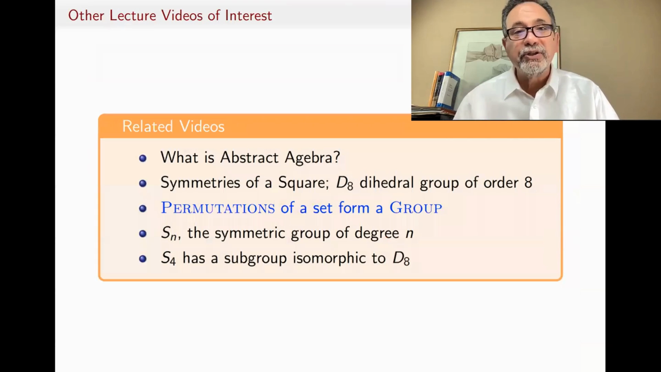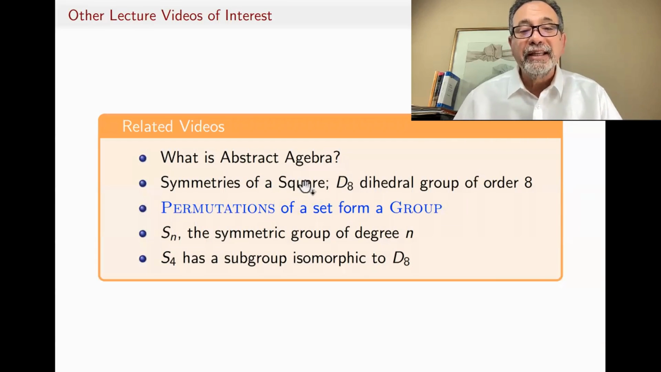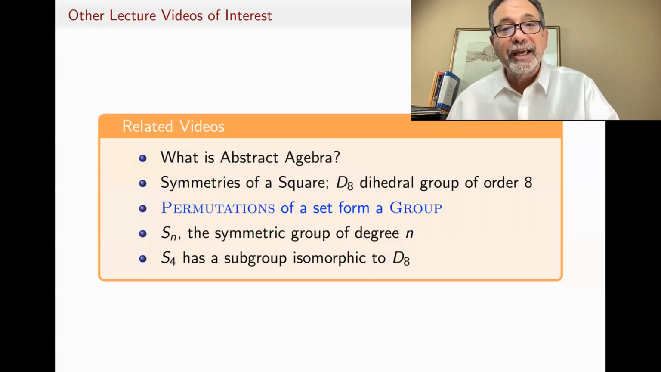This is a part of a series of lectures on abstract algebra. Before this, there was the general talk about what abstract algebra was, then the dihedral group. This was permutations. The next one is the symmetric group. And then there's a short video showing that S4 has a subgroup isomorphic to D8. Till next time.